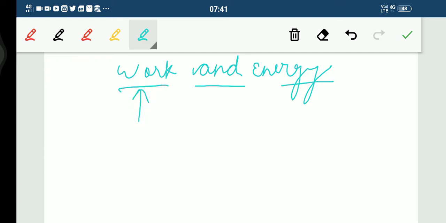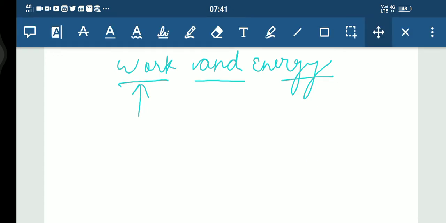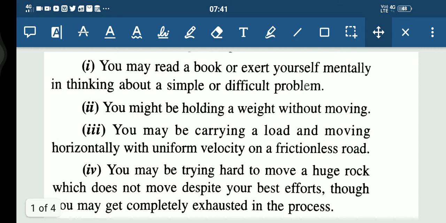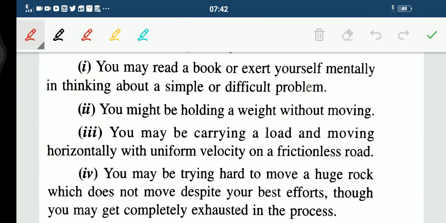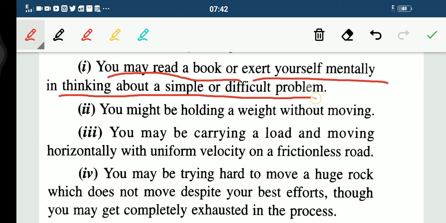Right, students? So first of all, we should know what exactly the meaning of work is. Now we'll be discussing the intuitive meaning of work, which is quite different from the scientific definition. In everyday activity, the term work is used equally for mental work and for physical work. Here you can see some examples. For example, you may read a book or exert yourself mentally in thinking about a simple or a difficult situation. Sometimes children, you do a lot of thinking, whether simple or difficult, and you say that I am doing work, right?